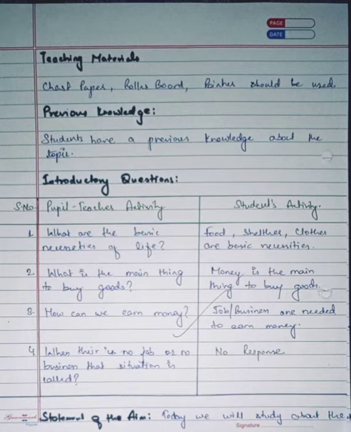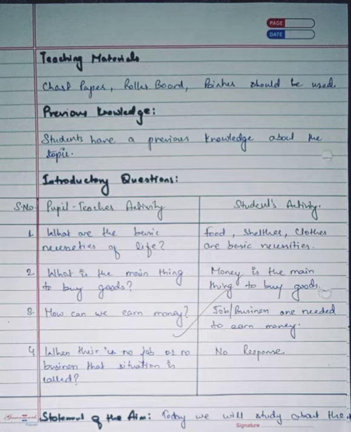The next question is, what is the main thing to buy goods? So the students' response is, money is the main thing to buy goods. And the next question is, how can we earn money? And the students' response is, a job or business is needed to earn money.